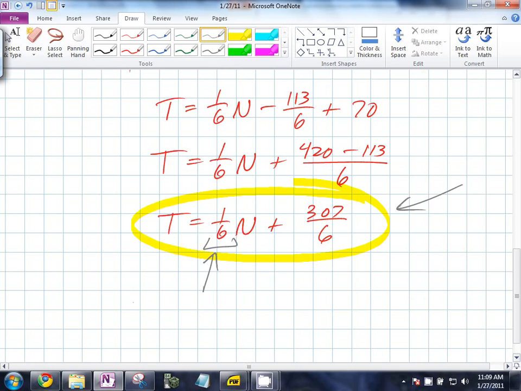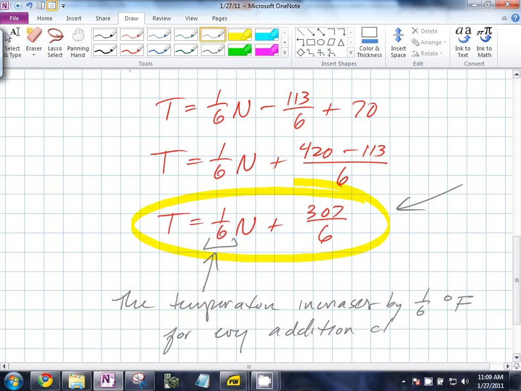Yep. So the temperature, you can write it like this. I'll give you a start. The temperature increases by what? By 1/6 degree Fahrenheit for every additional chirp per minute. The temperature increases by 1/6 degree Fahrenheit for every additional chirp per minute.